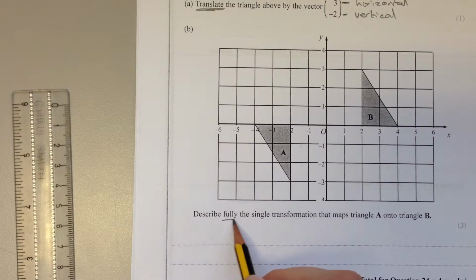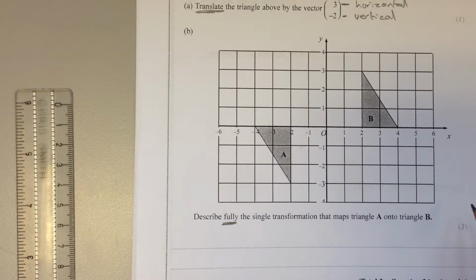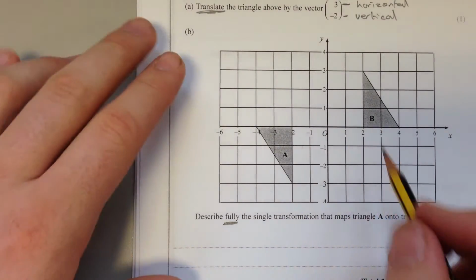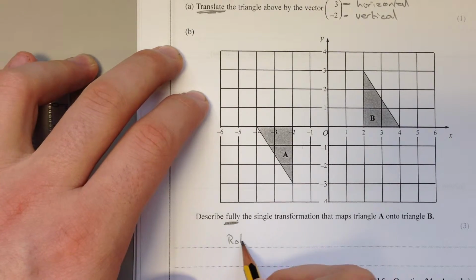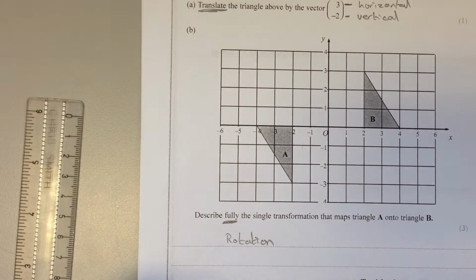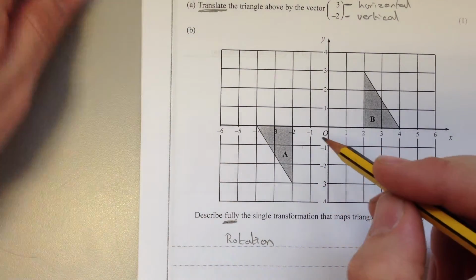We have to describe fully the transformation, and it's worth 3 marks, so we need to be thinking about describing 3 things. The first thing is that we notice it's a rotation, so we can write that down. The second thing is we need to find the point that it's been rotated around. The easiest way to do this is to have a bit of a try.